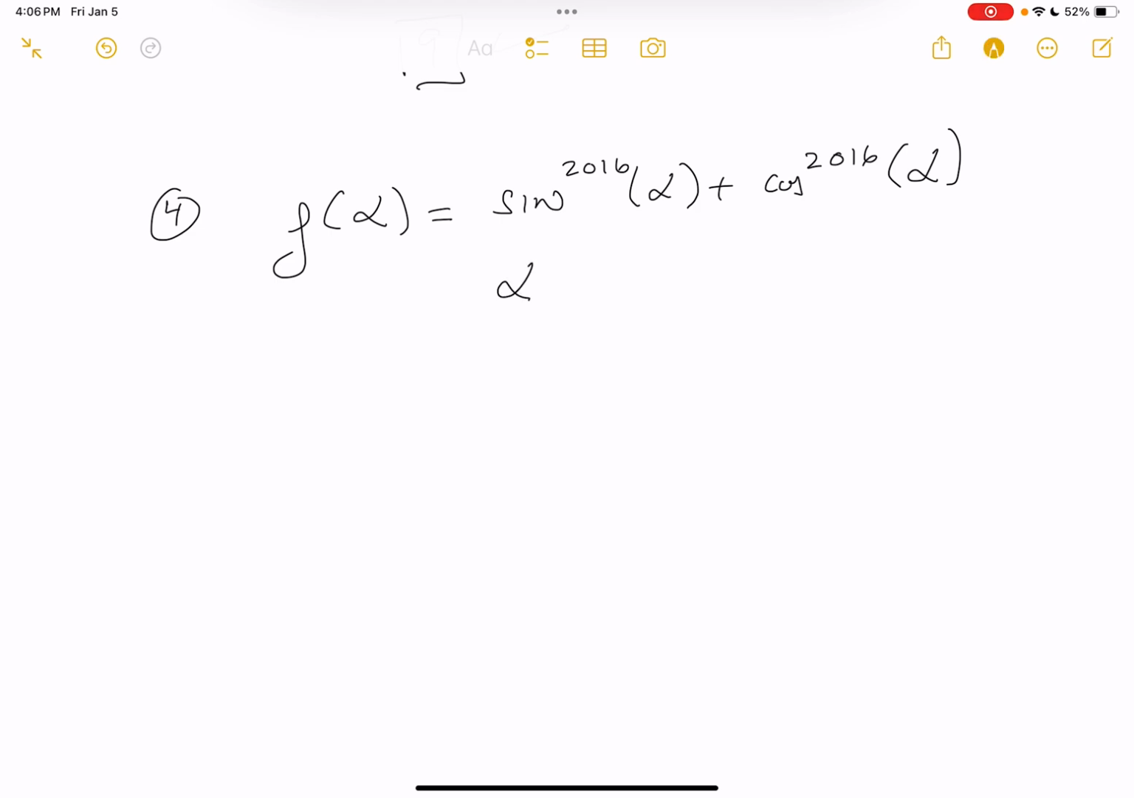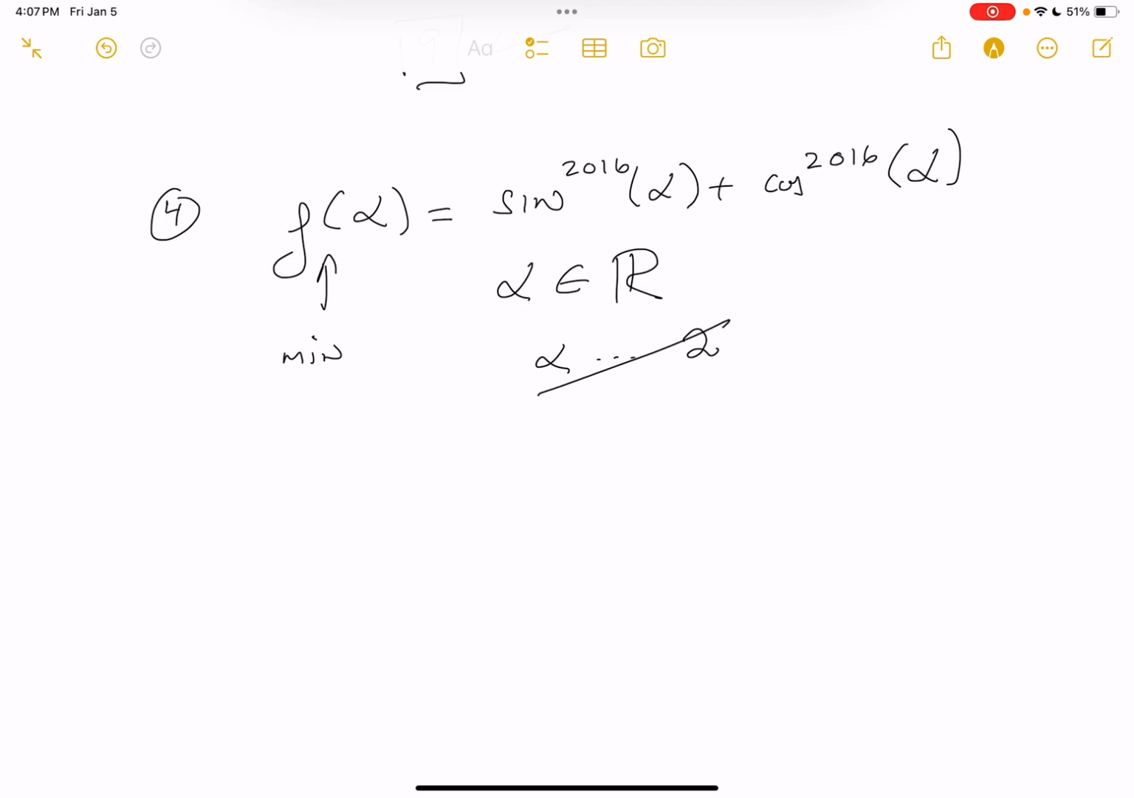This is number 4. There's a function of alpha, and that function is going to be the sine of 2016 of alpha, plus the cosine of 2016 of alpha. They go on to say that alpha is a real number. Now it says compute the minimum value, so they want to minimize this. I want to be honest with you, when I write the letter alpha down, over time it starts to look like the number 2 to me.